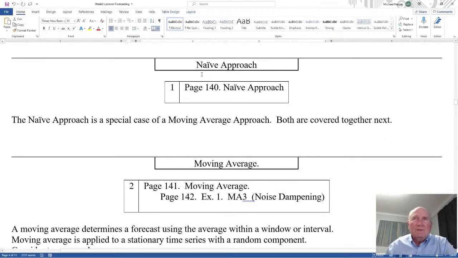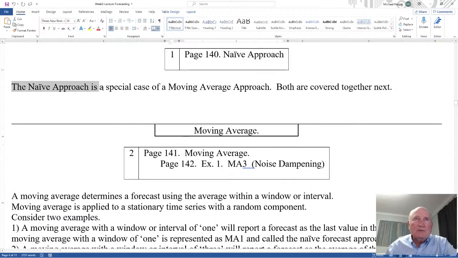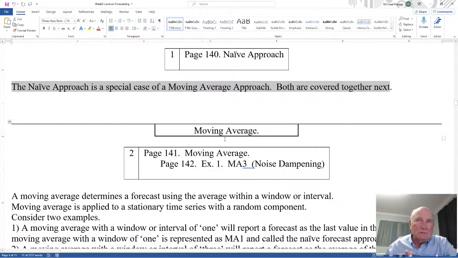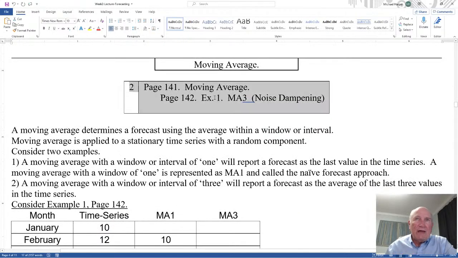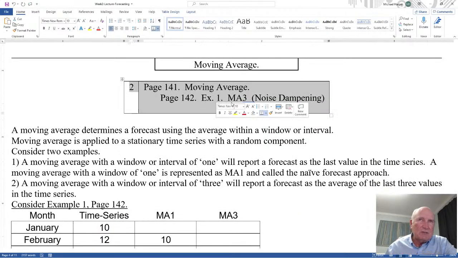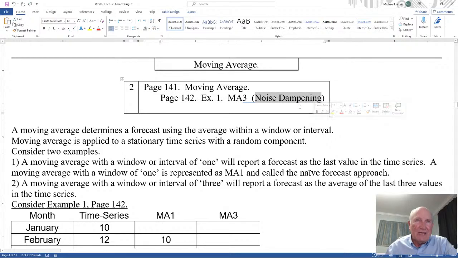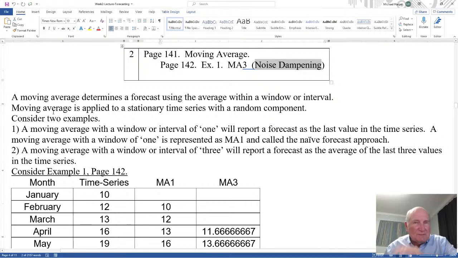First of all, the naive approach, page 140. The naive approach is a special case of a moving average approach, so both will be covered next. Looking at page 142, example 1, moving average, this really illustrates noise dampening. I'll explain what that means.